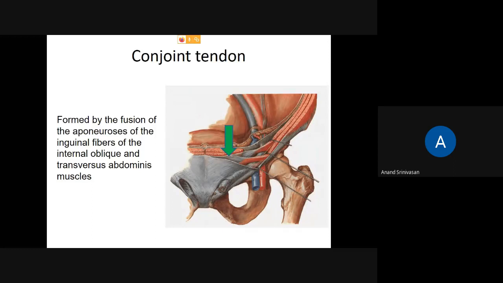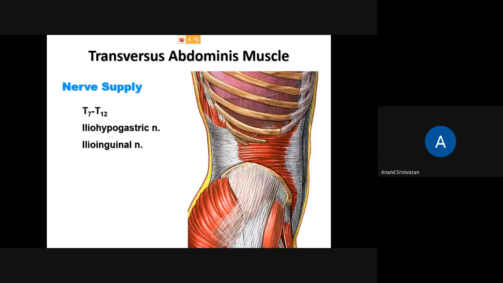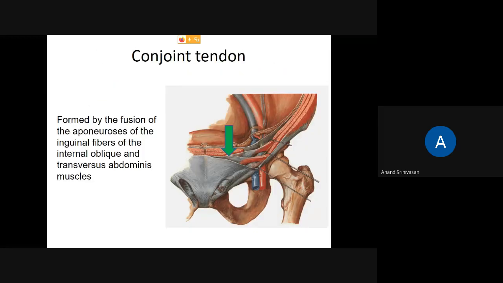Okay, now I told you the posterior part of the rectus sheath, in the lower part it is absent. Now I'm giving you the reason why the posterior rectus sheath is absent in the lower half of the abdomen. You can see here, this is external oblique and the external oblique aponeurosis. And this is the internal oblique and the internal oblique aponeurosis. And this is the transverse abdominis and the transverse abdominis aponeurosis.